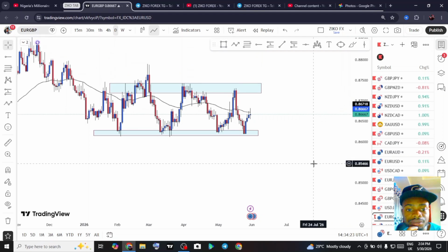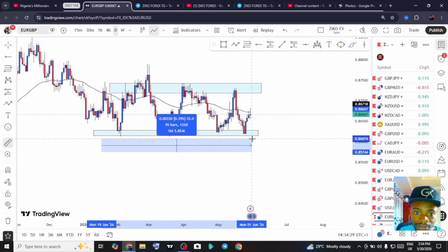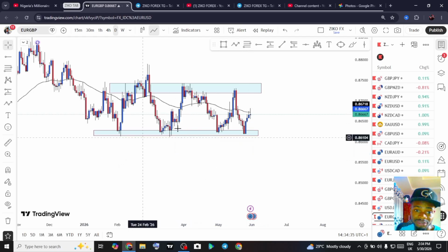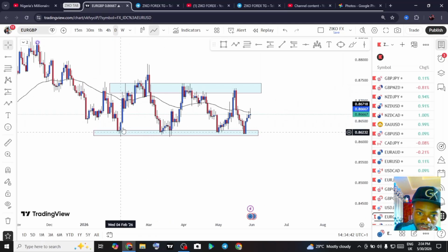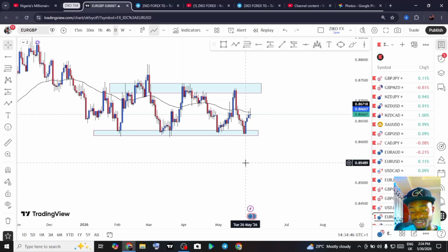All right, Euro GBP. Now, from my observation, on Euro GBP for the past 130 days now, right? Price has been in this consolidation, right? Price has been reacting from this level to the downside, buying from this level to the upside, buying from this level and selling from this level, right? So right now we are currently around the middle of this level.